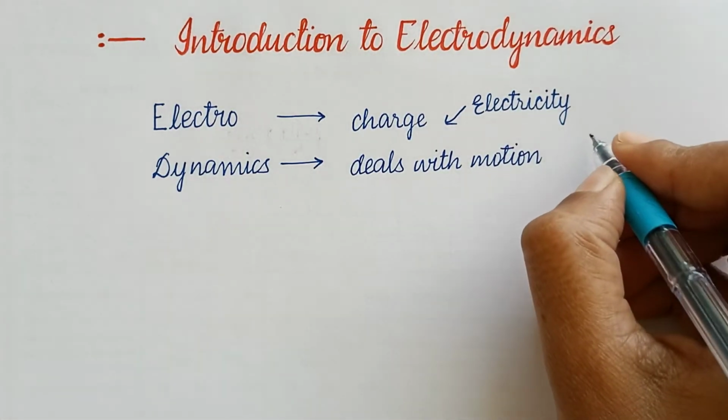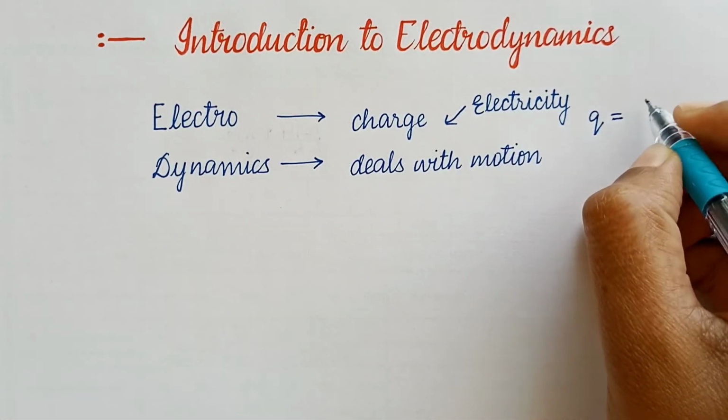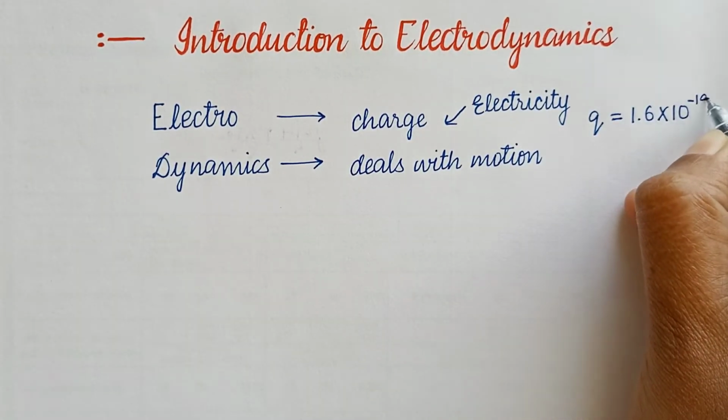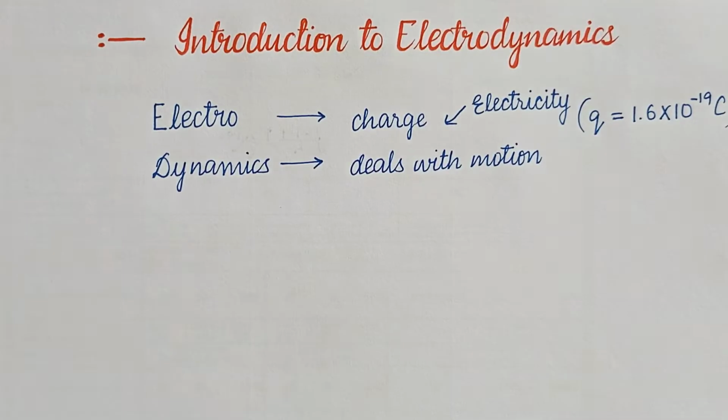We know the value of charge, that is Q, 1.6 into 10 raised to the power minus 19 coulomb. So basically, in electrodynamics, we study the charged bodies in motion. Additionally, we study two fields, that are electric field and the magnetic field. So, we study variation in electric and magnetic fields.